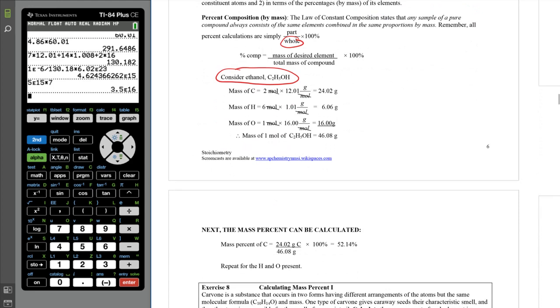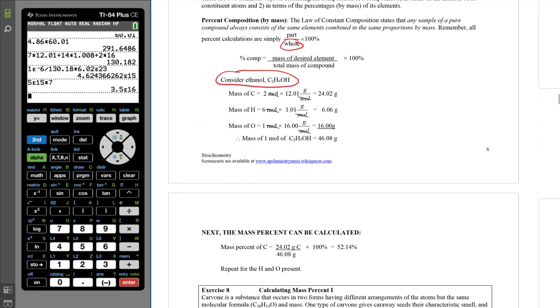This example takes us into ethanol and shows us how we would add up that molar mass. Here's for carbon, 2 times 12.01, and there's that 24 for carbon. 6 times hydrogen's mass of 1 gives us a mass of around 6. And then oxygen, we have 1 of those in ethanol times 16, total of 16.